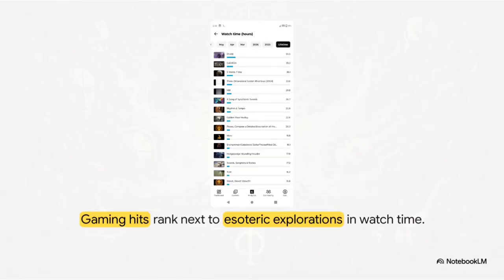If you look at the lifetime watch time leaders, you've got standard, recognizable gaming titles like Druids and COD 2024 sitting right alongside three-dimensional golden rhombus. I mean, no way should that work on paper. But the data doesn't lie. The algorithm is processing typical gaming content in the exact same breath as these deep, multi-dimensional, esoteric rabbit holes.